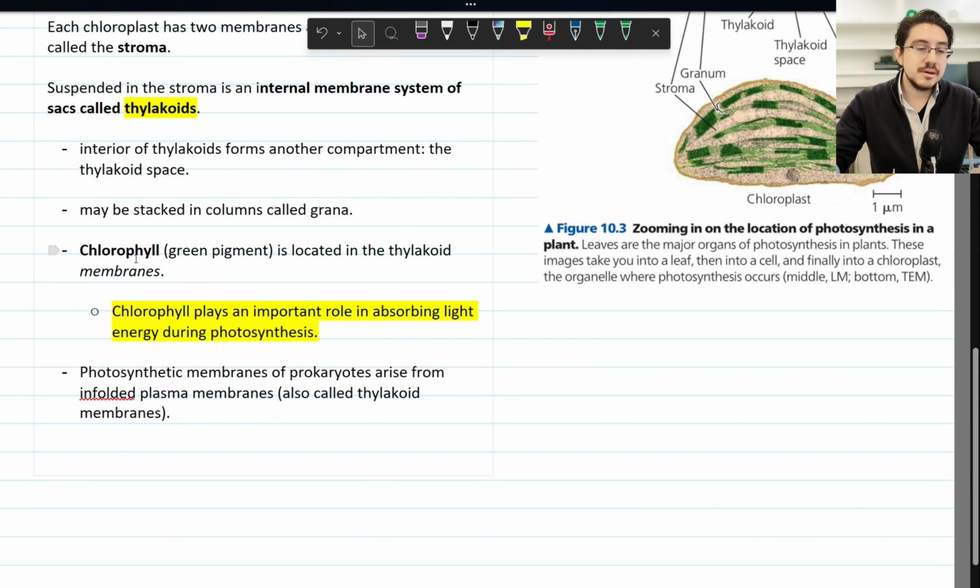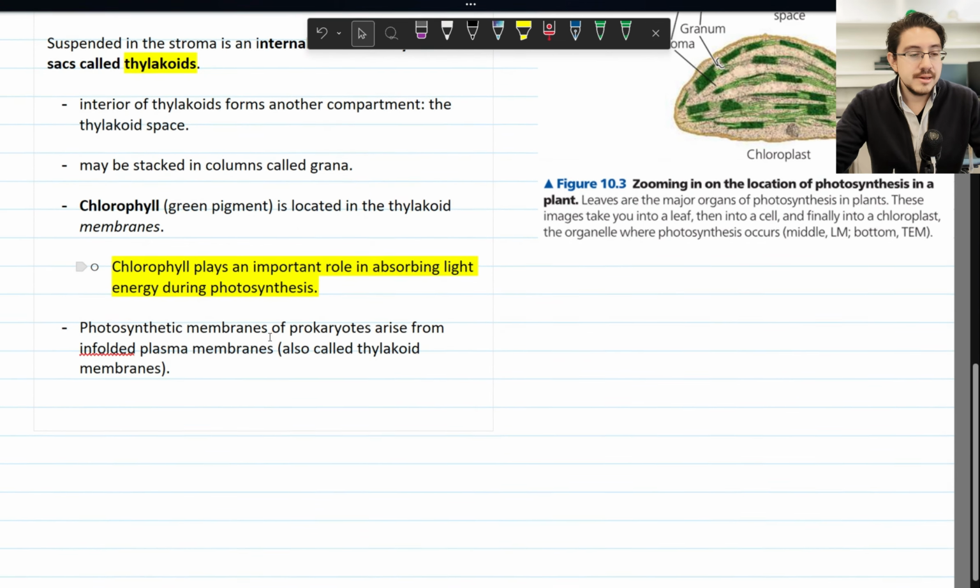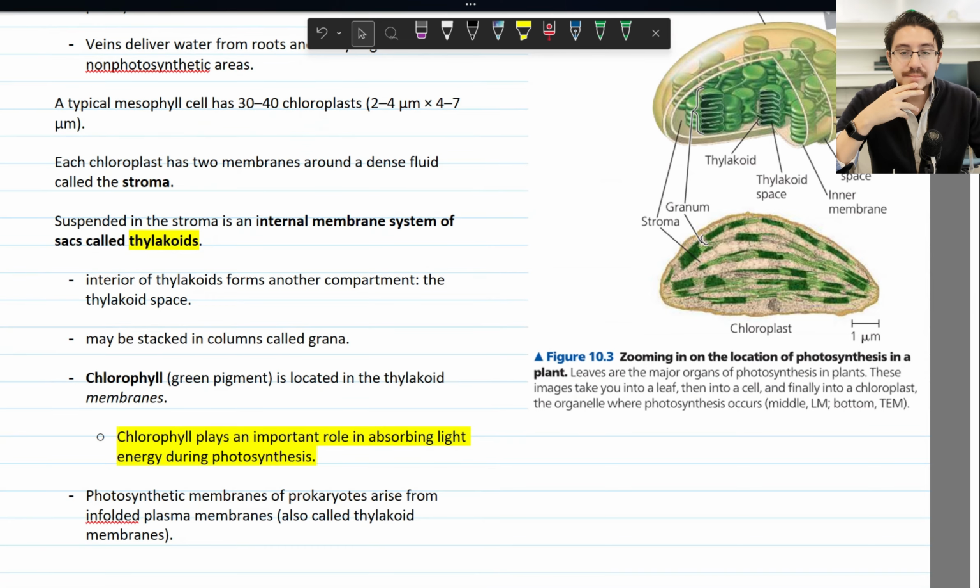Chlorophyll are green pigment molecules that are located in the thylakoid membranes. Chlorophyll plays an important role in absorbing different wavelengths of light, ultimately absorbing that energy to promote photosynthesis. Photosynthetic membranes of prokaryotes arise from infolded plasma membranes, which are also called thylakoid membranes. So it's interesting to note that.